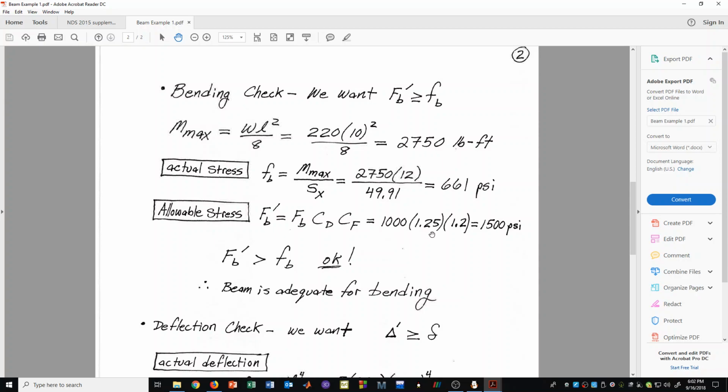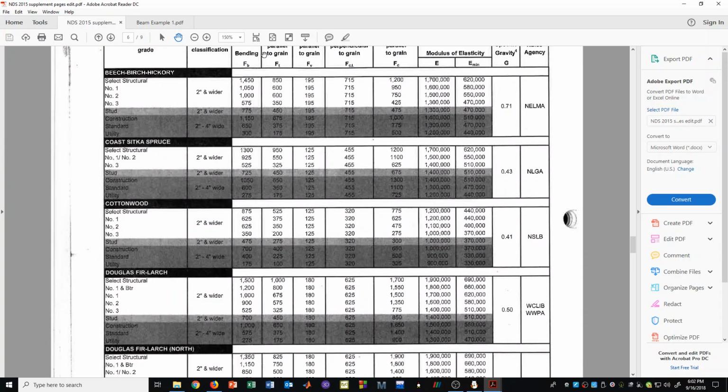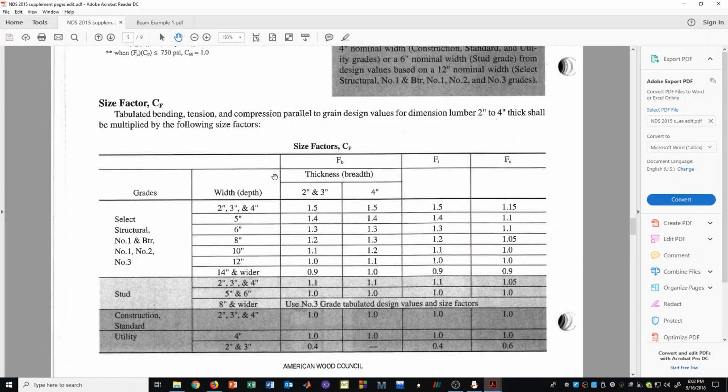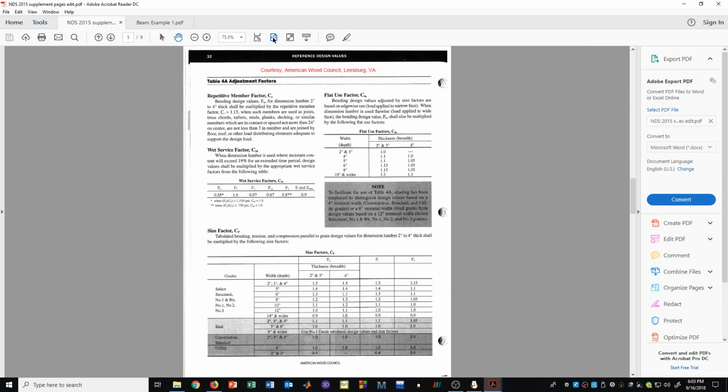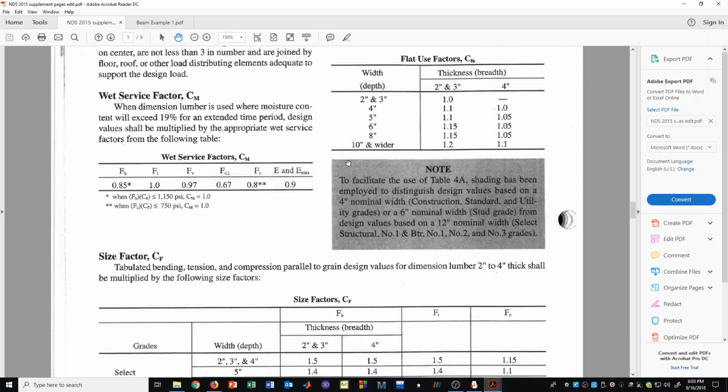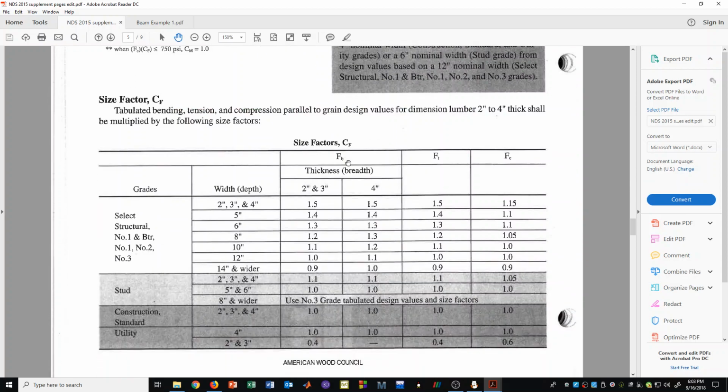We have 1.25 for C sub D. We also have 1.2 for C sub F, which is the size factor. Let's take a look at the supplement and see how it is that we got that C sub F factor. If we look right here and take a look down at this table at the bottom of this page, we can blow that up and look down at the C sub F factor for a 4x10.